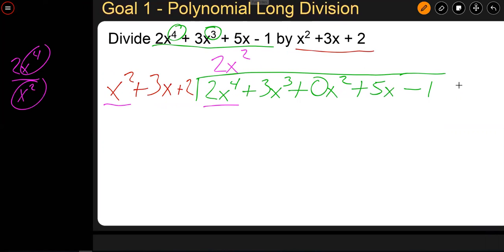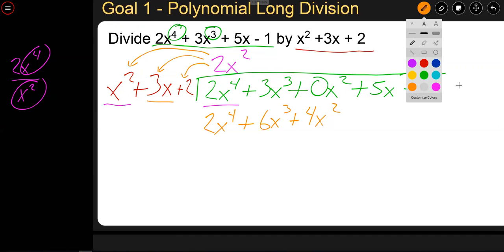Just like regular long division with numbers, once I have a value up top, I'm going to multiply that value by everything in the divisor. So I'm doing 3 multiplications here. Long division can get hairy very quickly, so we have to keep track of what we're doing. So 2x squared times x squared is going to give me 2x to the fourth again. 2x squared times 3x is going to give me 6x to the third. And 2x squared times 2 is going to give me 4x squared.